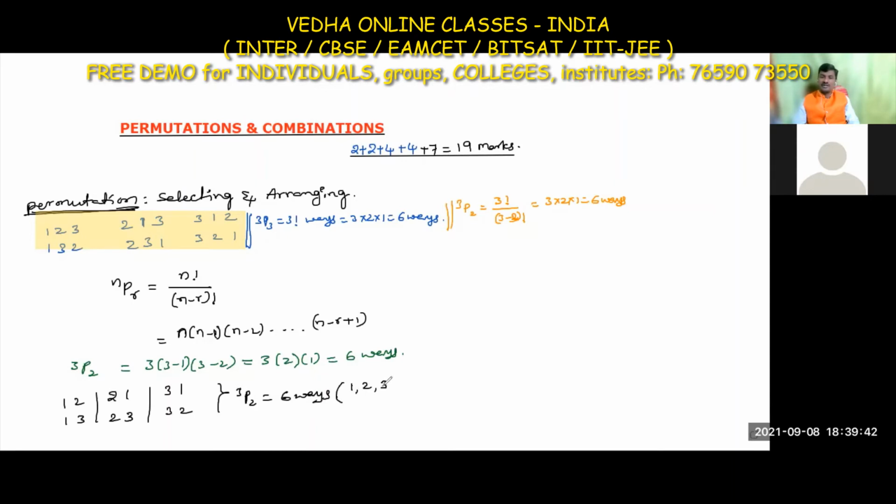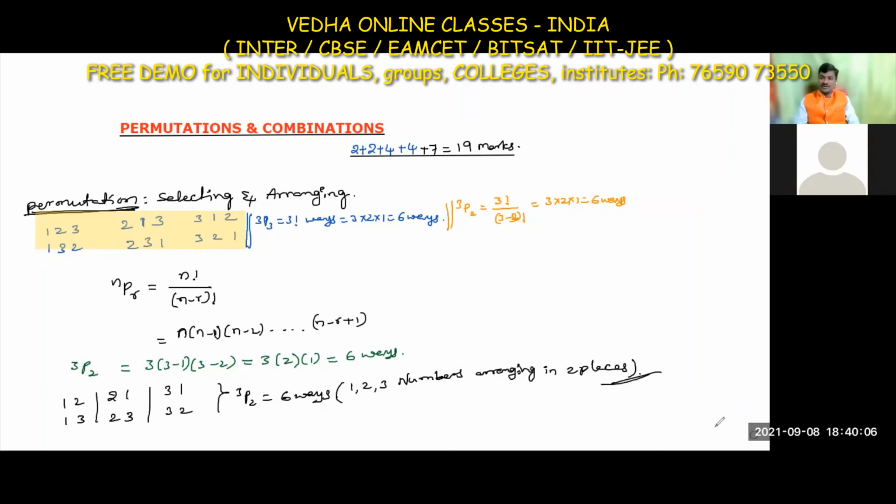1 2 3. So, numbers arranging in how many places? 2 places. So then we are getting 6 possible ways.